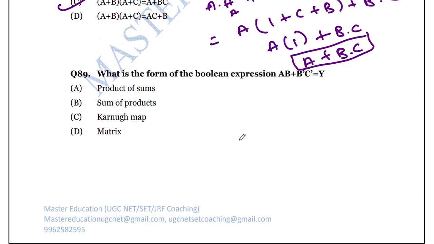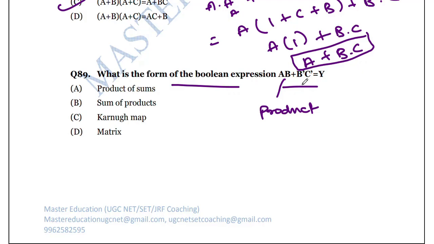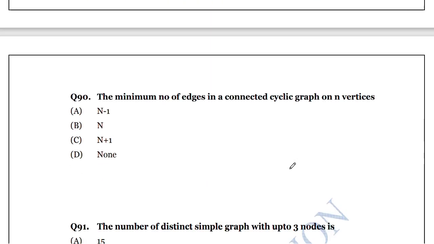And the next question is what is the form of the Boolean expression ab plus b bar c bar equal to y. In which format is it, either SOP or POS? Sum of product. This is product, and this is sum. You can call this SOP. So option B. This is in the SOP format, sum of product.